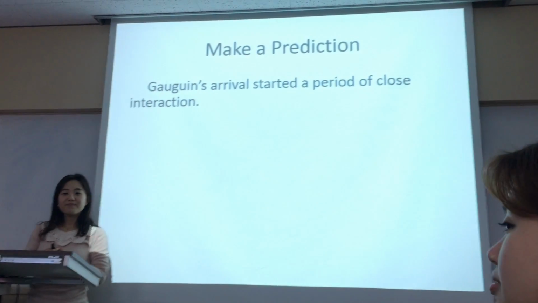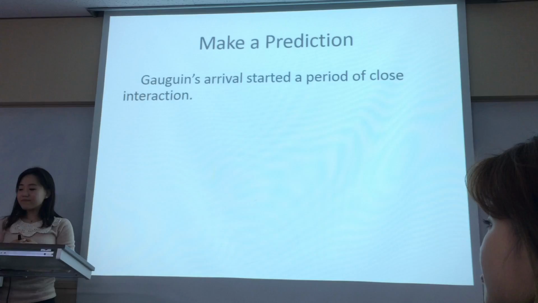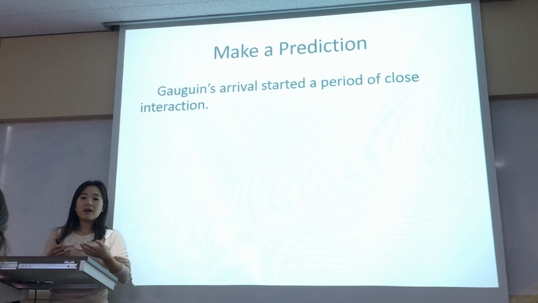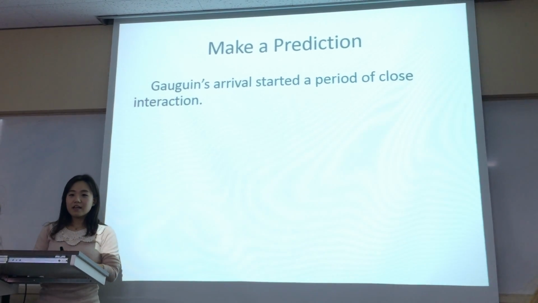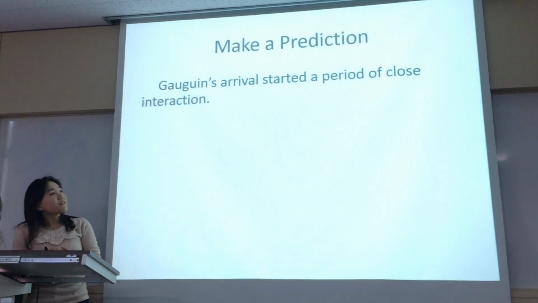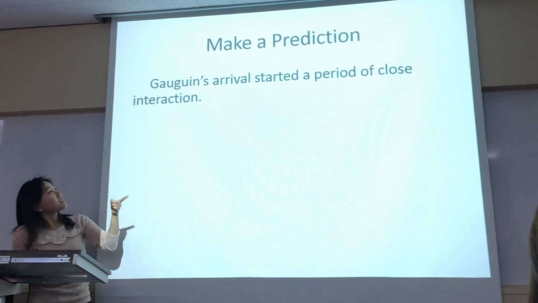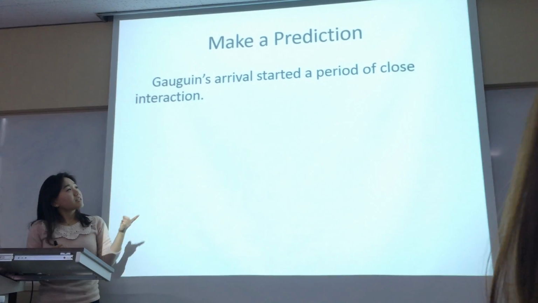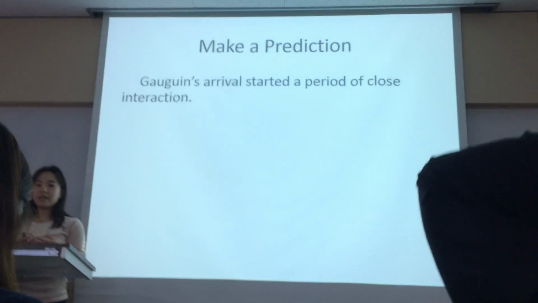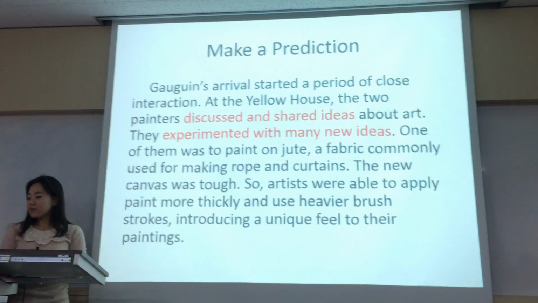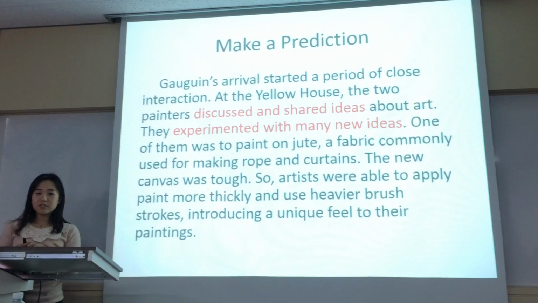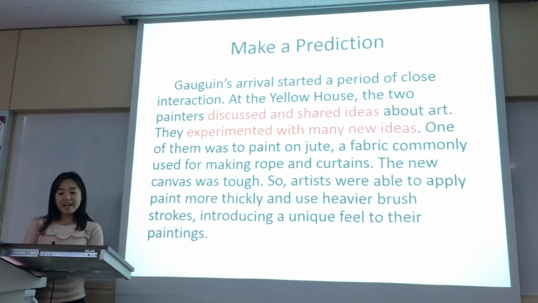Okay, thank you, Nayan. Nayan said Gauguin and Gogh might have a good relationship as friends. Why do you think so? She guessed from the text, which says close interaction. So it says close interaction, and Nayan predicted that Gauguin and Gogh might be good friends. And the real text said Gauguin and Gogh discussed and shared ideas together as friends. You did a good guess.